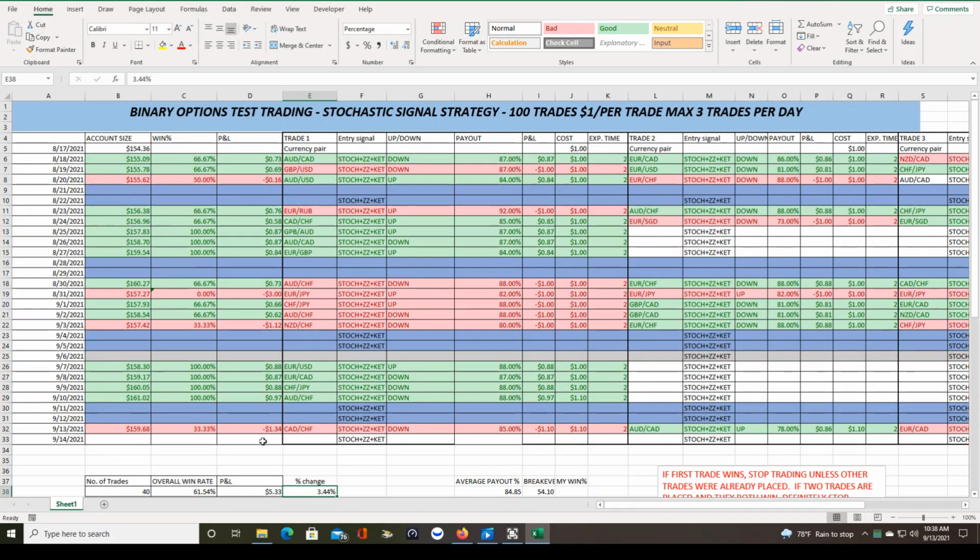So here's the spreadsheet. Here's today. We ended up with a red day. Unfortunately, we only won 1 out of 3 trades. We need to win at least 2 out of 3 to be profitable. And ideally, we just win the first trade and stop.